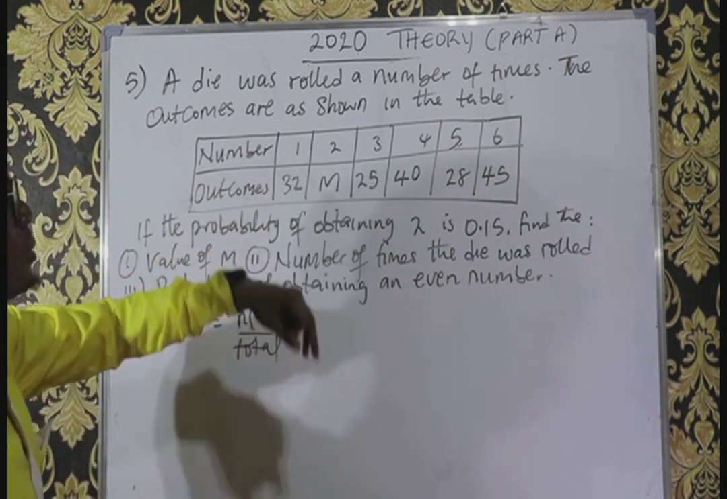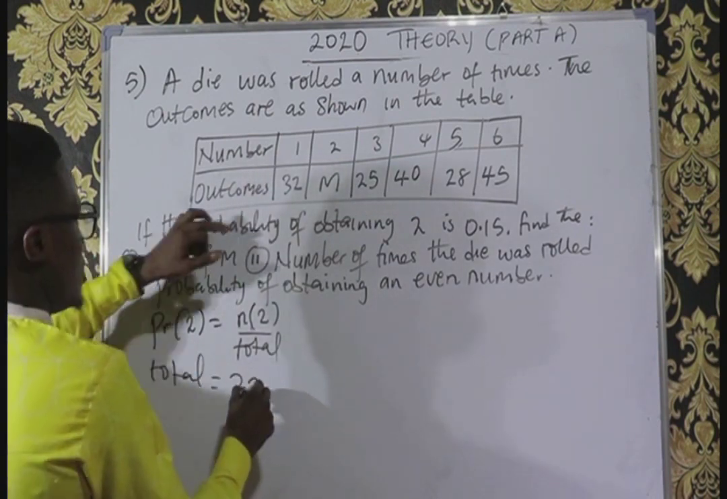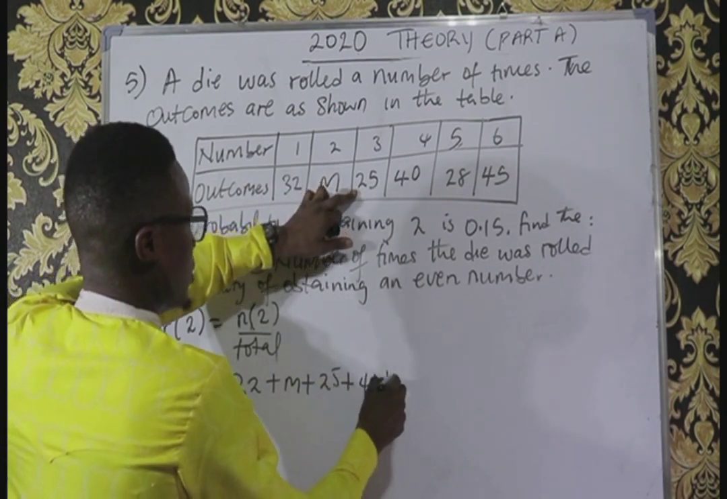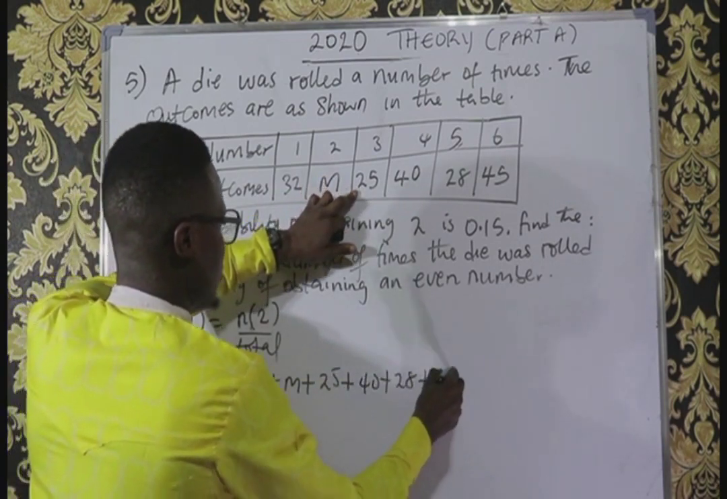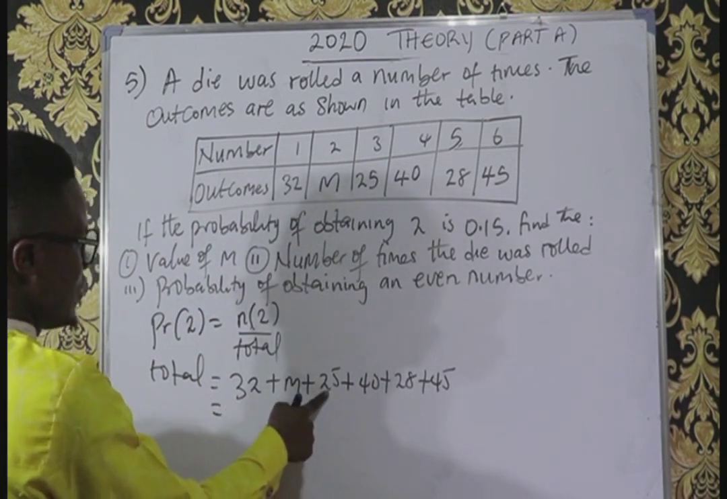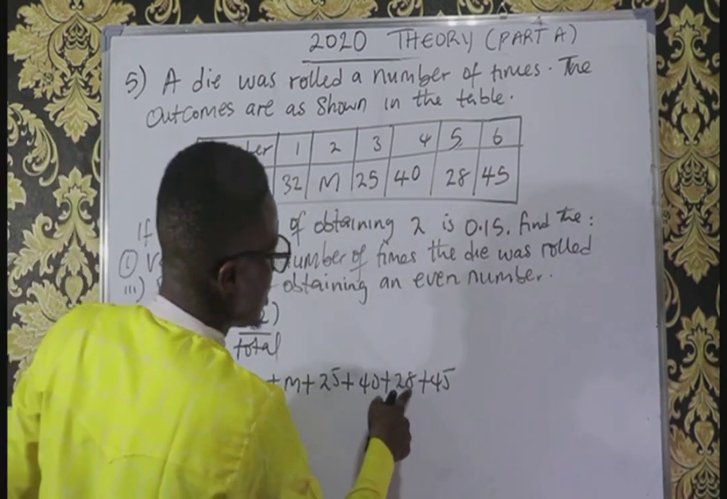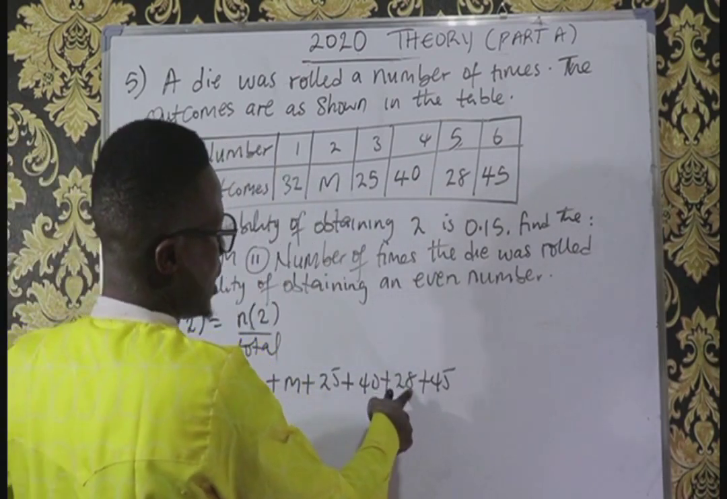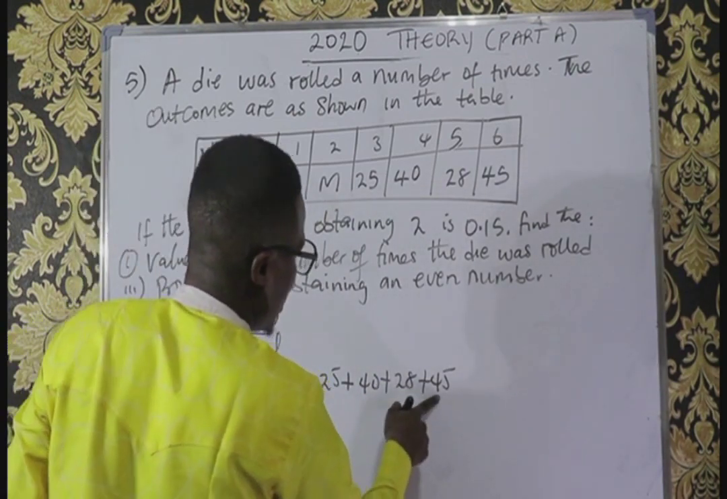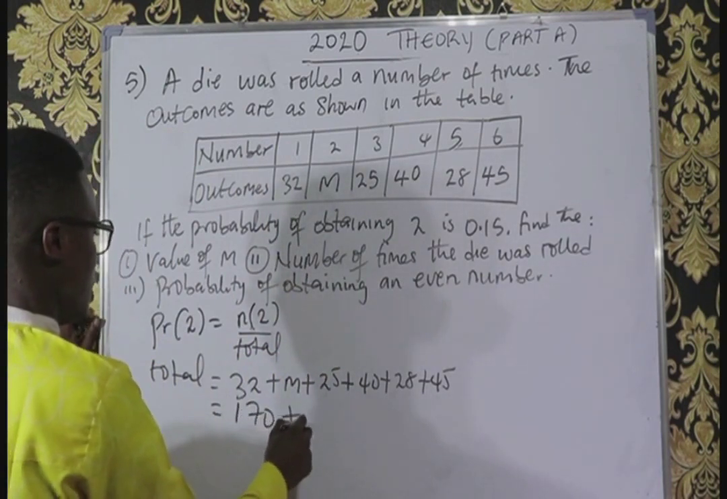First of all, let us get the total number of outcomes. So total outcomes will give us 32 plus m plus 25 plus 40 plus 28 plus 45. So we add 32 plus 25 is 57, this is 97, this is 125, 170. So it will give us 170 plus m. That's our total.